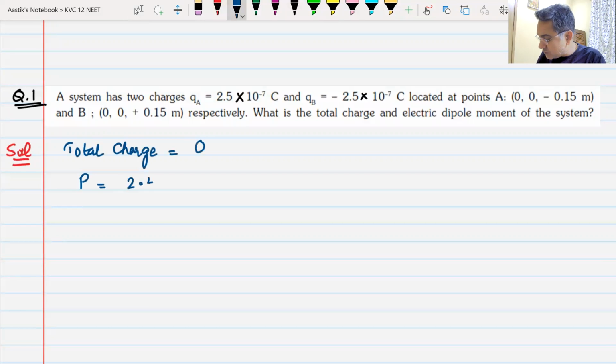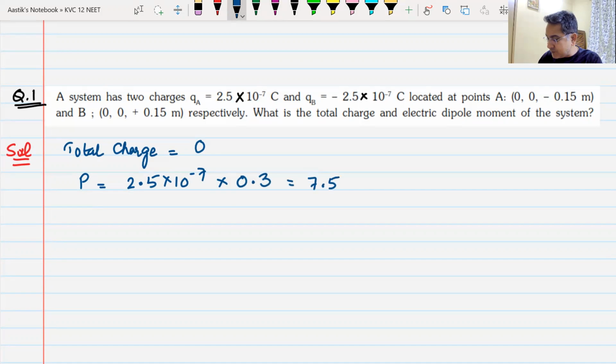You can multiply charge 1.5 into 10 raised to the power minus 7, multiply it by the distance between the two. And I think the distance will be 0.3 meters. You multiply this and you get your answer for this one. I think the answer that you are going to get will be 7.5 into 10 raised to the power minus 8 coulomb meters. That is the dipole moment, and it is directed from negative charge to the positive charge. Negative charge is placed at point B, so it is directed from B to A.